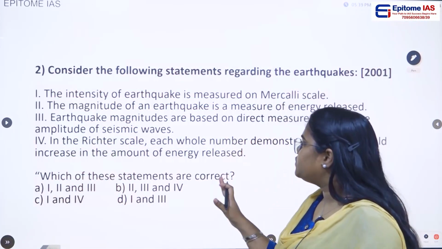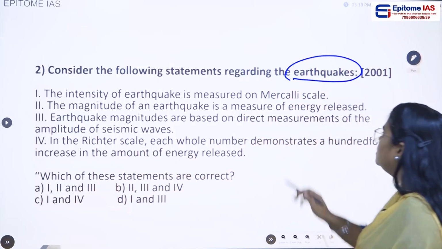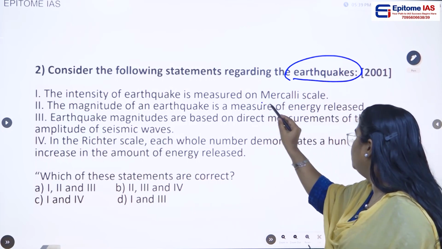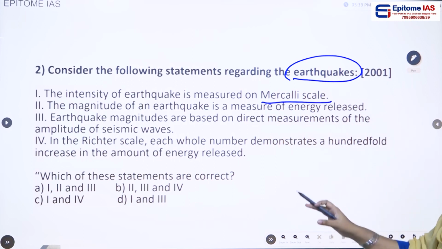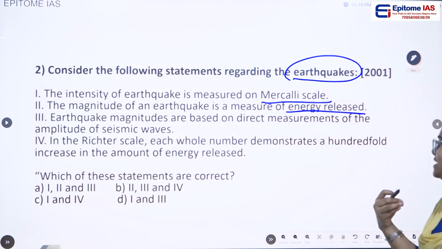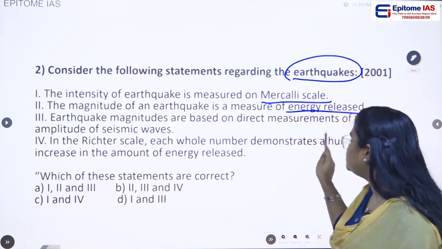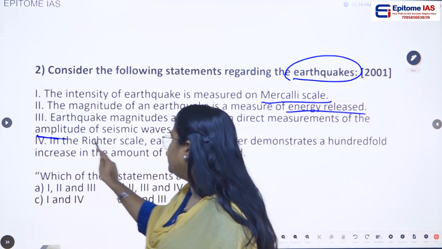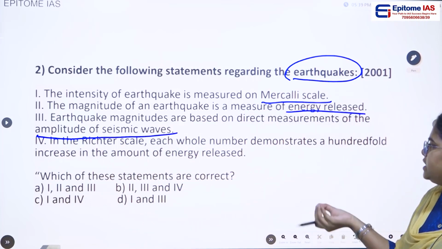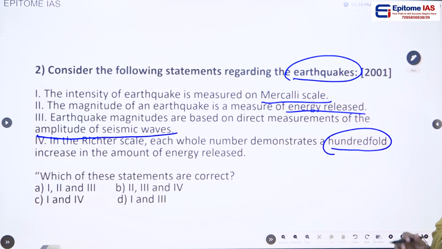Then let us go to the next question. Consider the following statements regarding the earthquake. Statement 1. The intensity of the earthquake is measured on the Mercalli scale. Statement 2. The magnitude of an earthquake is measured by the energy released. Statement 3. Earthquake magnitudes are based on direct measurements of the amplitude of a seismic wave. Statement 4. In the Richter scale, each whole number demonstrates a 100-fold increase in the amount of energy.